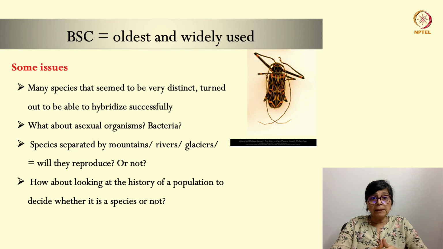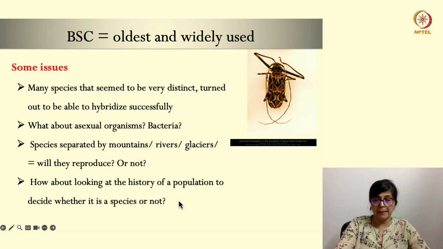Then we come to species separated. We were saying that they are isolated. So when they are isolated, say by a mountain or a river or a glacier, when they come back, will they reproduce or not? That is a big question, right? When you bring these things back, whether they will reproduce or not. So all these things are some issues. Now, how can we solve some of these issues? How about looking at the history of the population to decide whether it is a species or not? Okay, that is one of the main things, the next step.